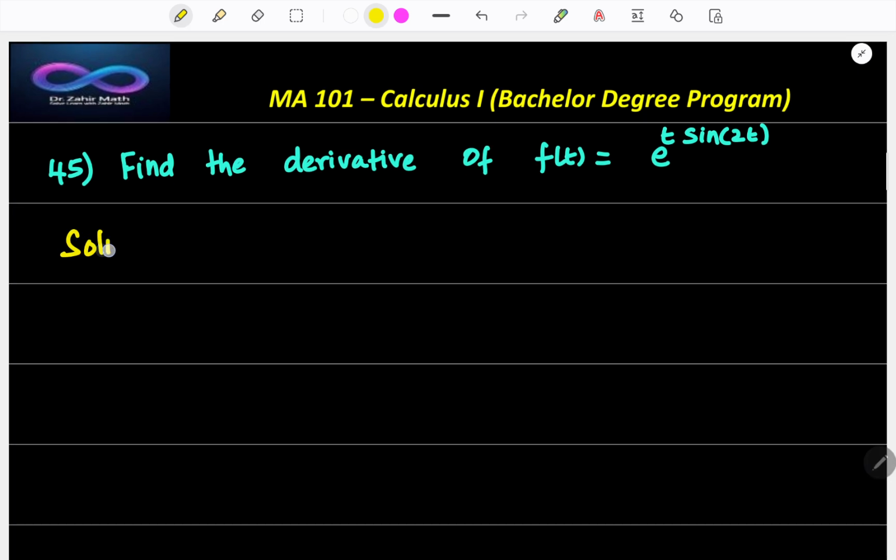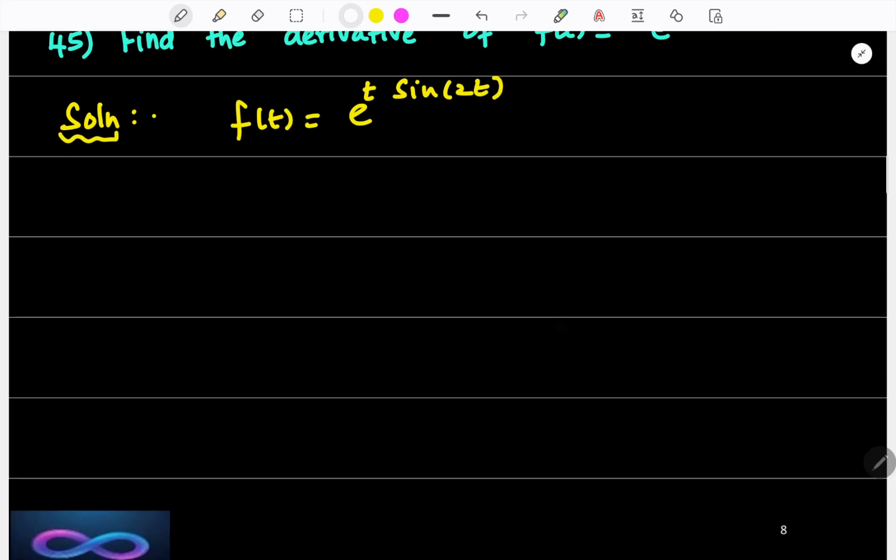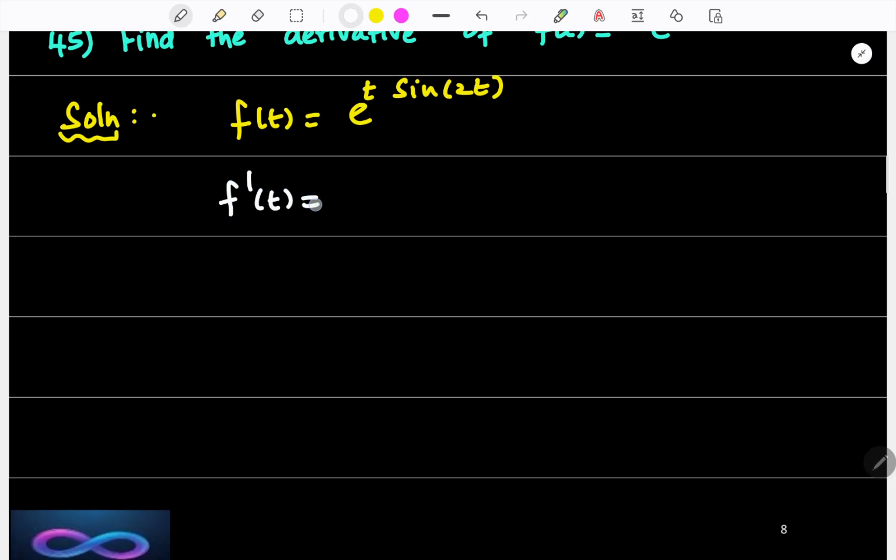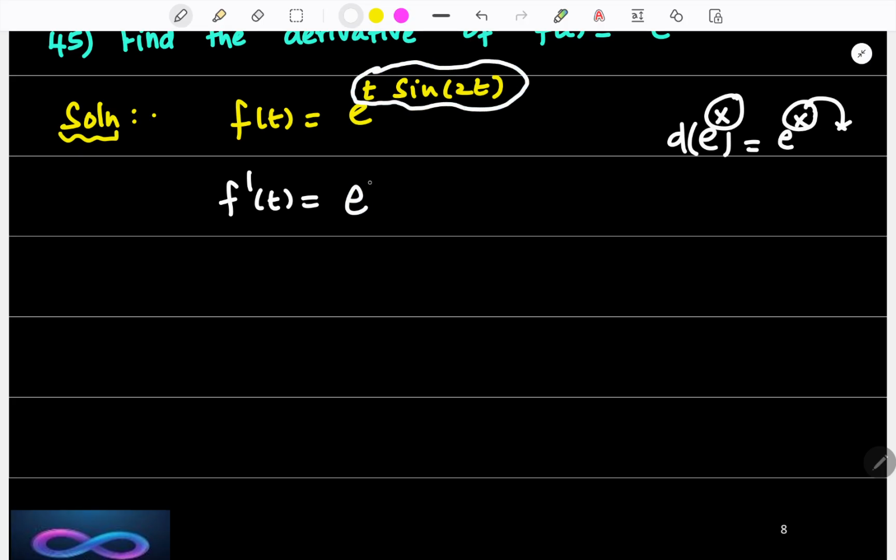Next question is: find the derivative of f of t equals e power t sine 2t. Wow, fantastic question, right? So you are going to find f dash of t. What is the derivative of e power x? It is e power x. Anything here, you have to take a derivative. Keep in your mind. Now you have a function over here, right? So what is the derivative of e power? E power is e power first. After that, you have to take the derivative of this one.